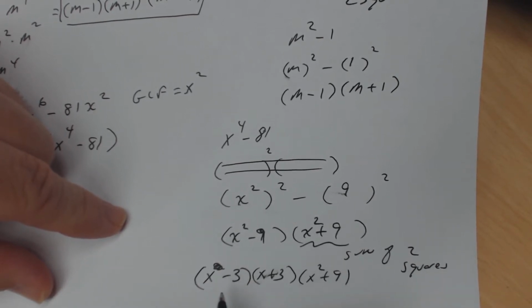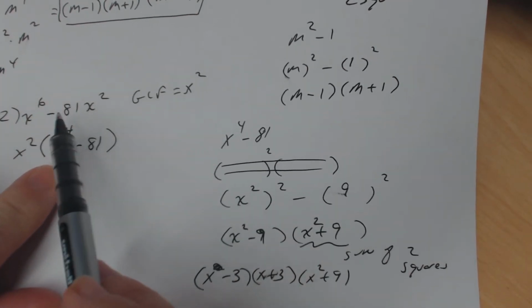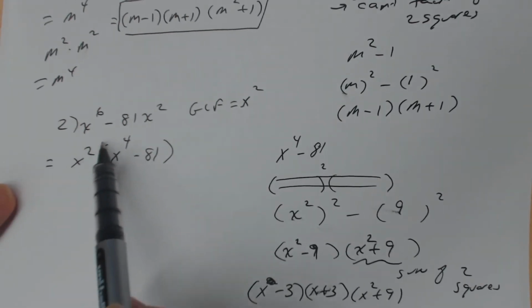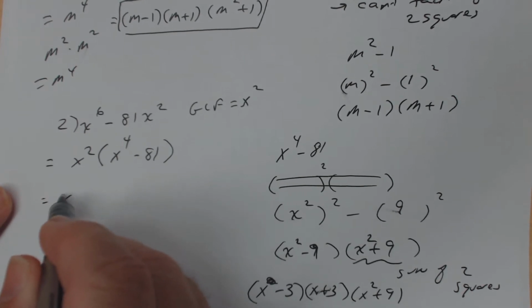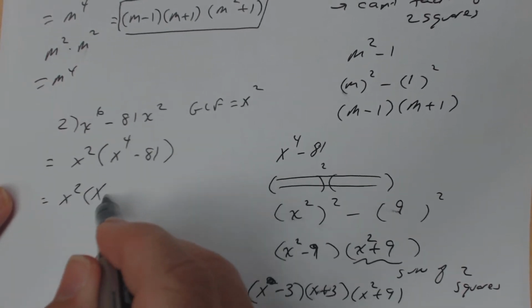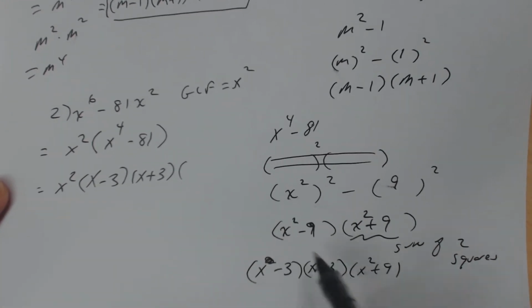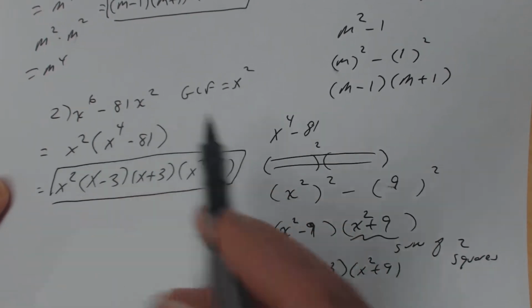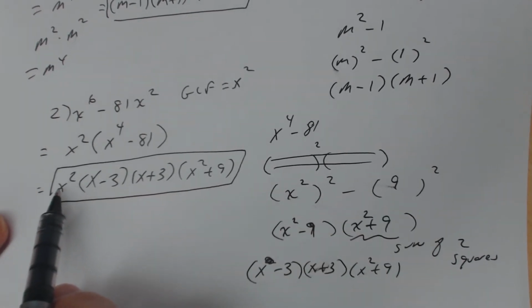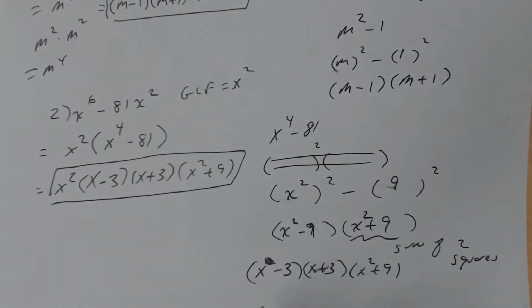Okay? Now, remember, this right here is the factorization for this, but that was not the original problem. So the answer, don't forget, has to include the GCF x squared. So the answer is x squared times x minus 3 times x plus 3 times x squared plus 9. Okay, so that's your answer. So there, these are your factors: x squared, x minus 3, x plus 3, x squared plus 9.